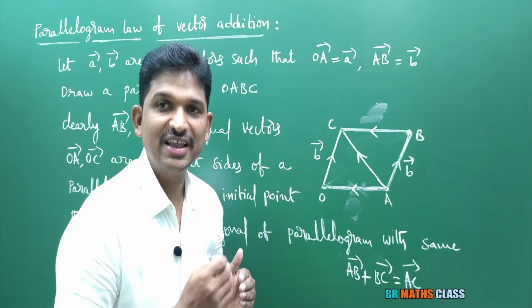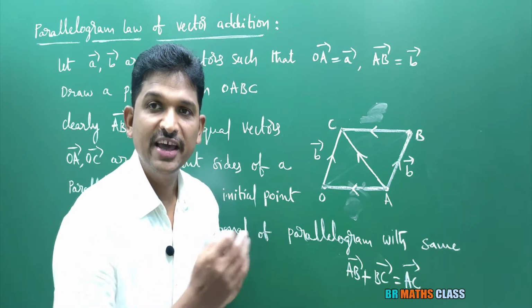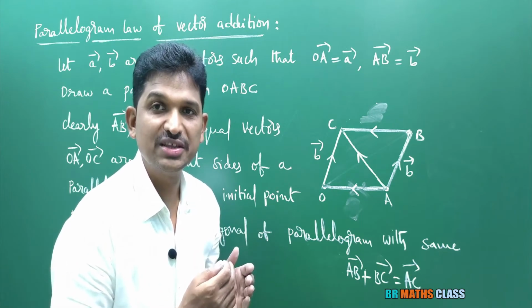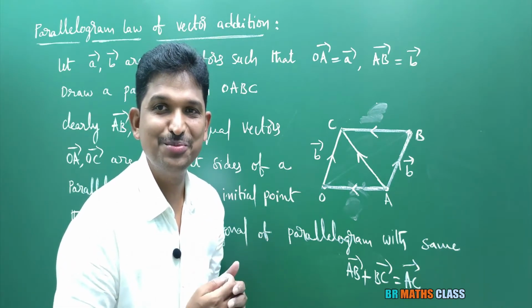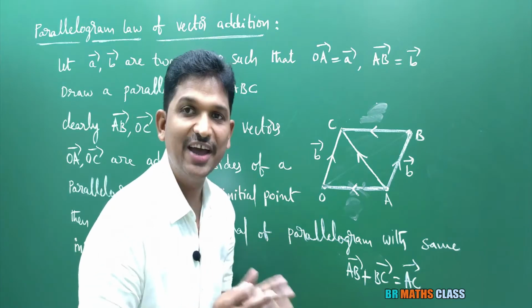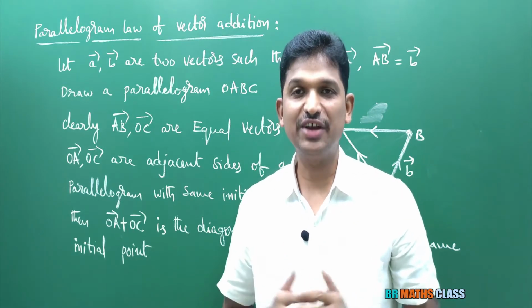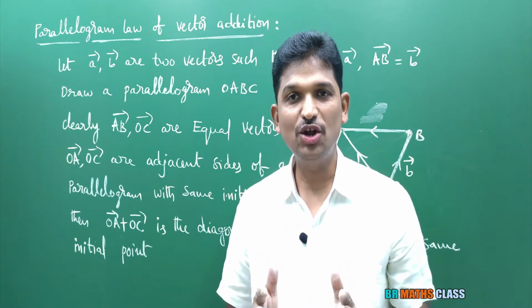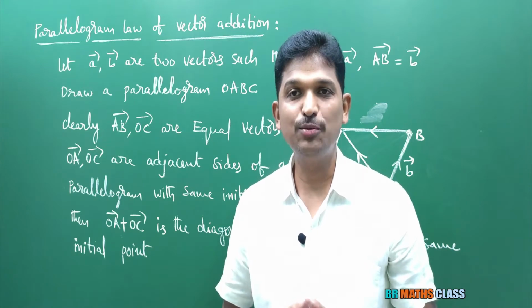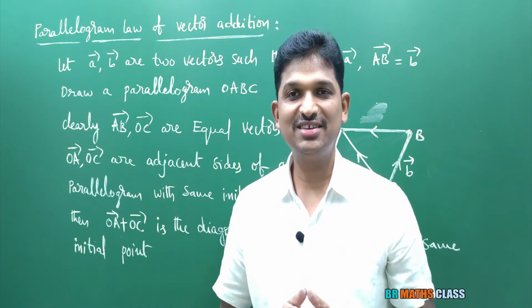The parallelogram law says that if there are two adjacent sides of a parallelogram with the same initial point, the addition of those two vectors gives the diagonal of that parallelogram with the same initial point. It is very simple. I hope you understand this. In this class, we learned addition of vectors, the triangle law of vector addition and the parallelogram law of vector addition. I hope you understand this class.